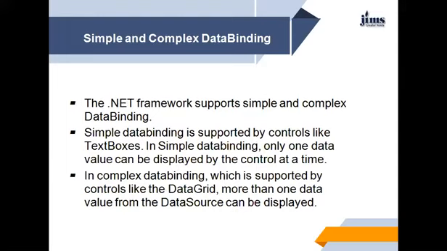Now, simple and complex data binding. We have discussed that the .NET framework supports simple and complex data binding. Simple data binding is supported by controls like text boxes, which we have seen in the figure also. In simple data binding, only one data value can be displayed by the control at a time. Complex data binding is supported by controls like the data grid, where more than one data value from the data source can be displayed.